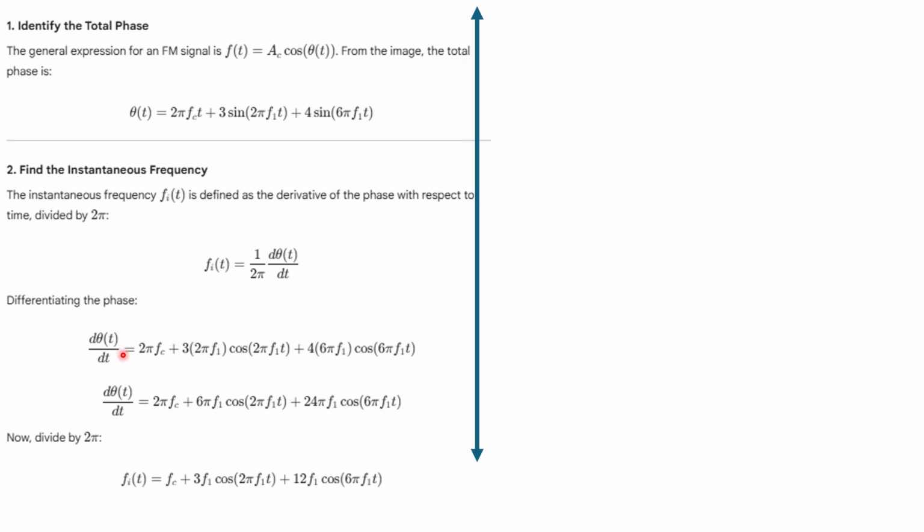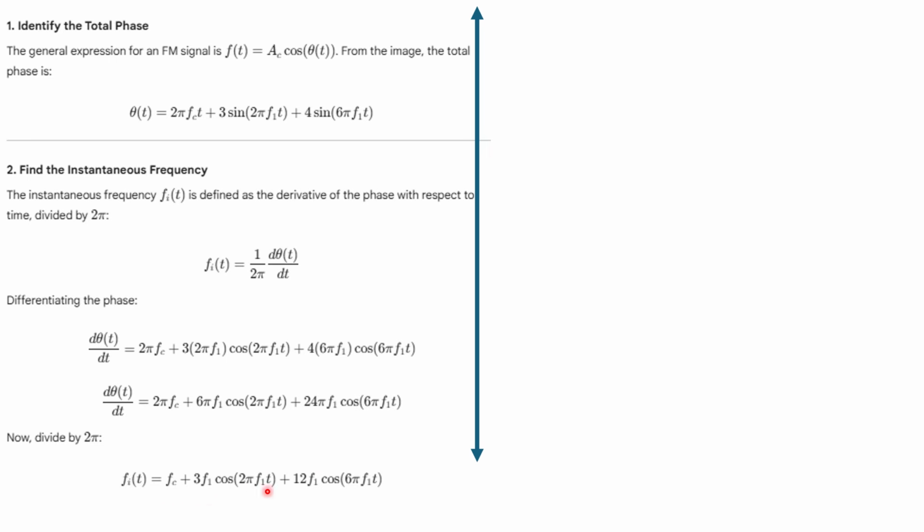So how can we find it out? Just put this angle in d theta by dt and take the differentiation with respect to t, and we can get the values after dividing by 2 pi, that is fc. That is the carrier one only, and then 3 f1 cos(2 pi f1 t) with respect to this, and 12 f1 cos(6 pi f1 t), right? Here fc is the carrier frequency, and from this fc what will be the maximum deviation? Maximum deviation may be possible if cos theta is equal to plus or minus 1, whether it is plus 1 or minus 1.